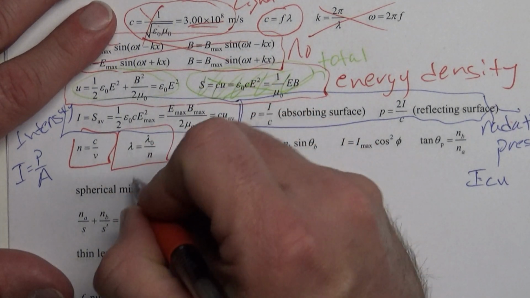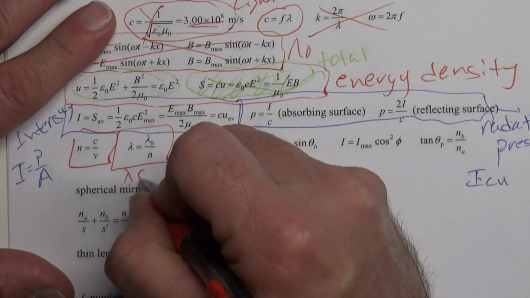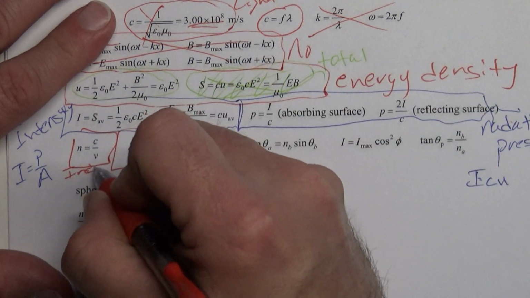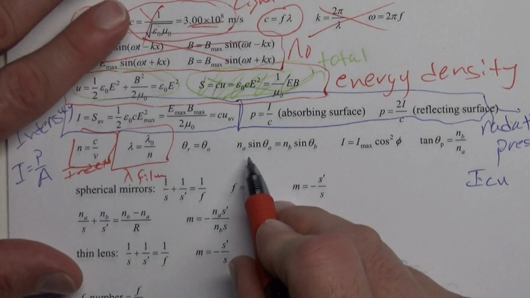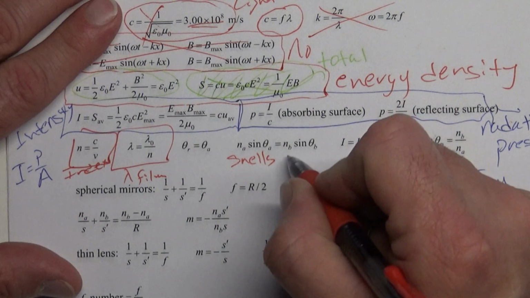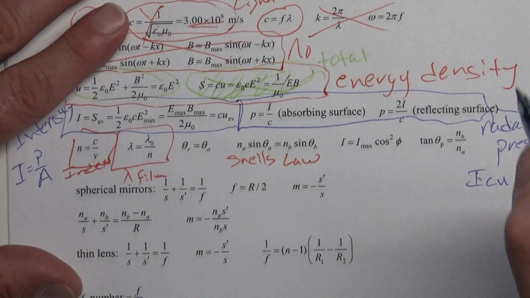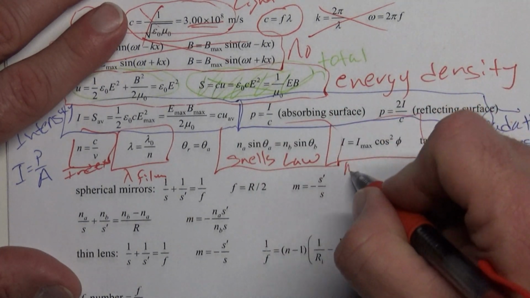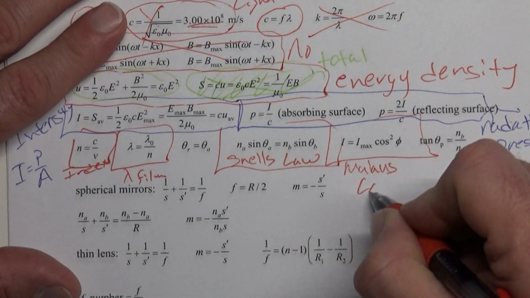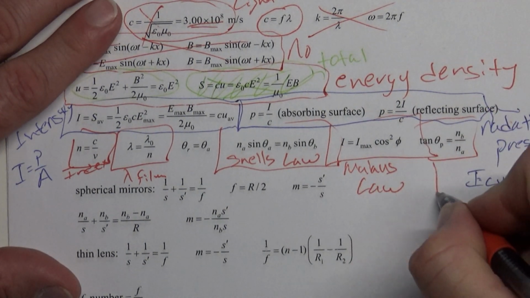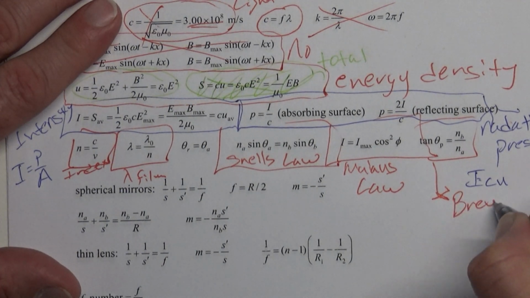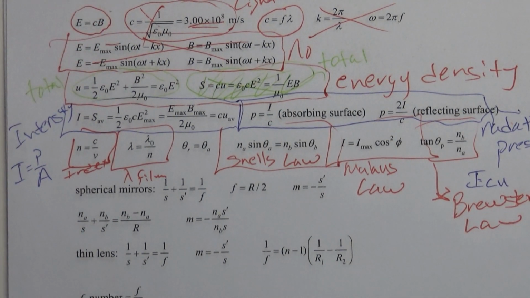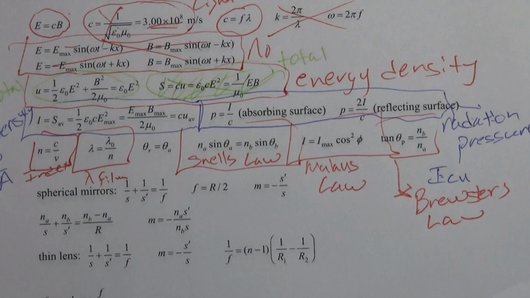This one is for the wavelength in a film. Okay? Index of refraction. Over here, this is Snell's law, which I probably misspelled, but I'm not a big one on laws. This is Malus's law. And this one at the end is Brewster's. Okay? So there you have the first part broken down.